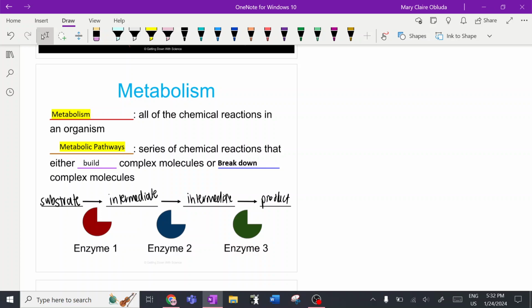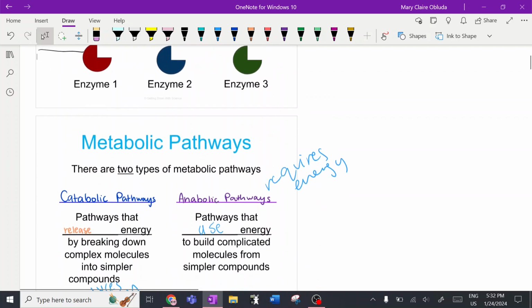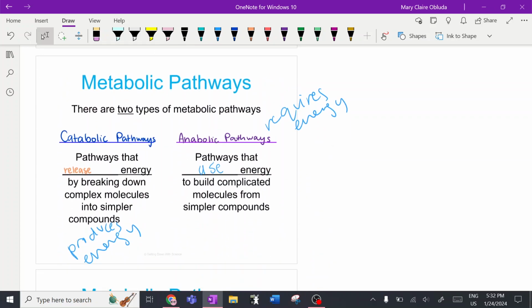So with enzymes, you have a substrate. That substrate binds to the active site of the enzyme. There are intermediate stages where the enzyme is helping that substrate reach its transition state, and then there's a product. There are two types of metabolic pathways: catabolic pathways and anabolic pathways.